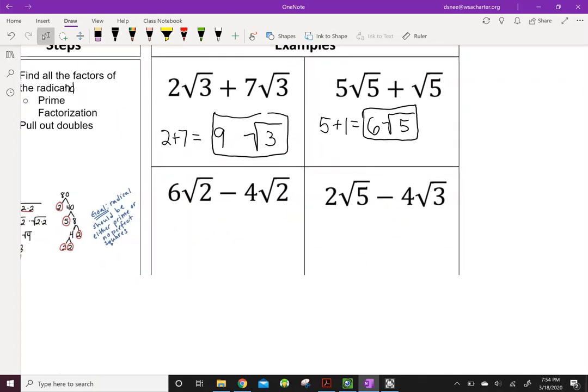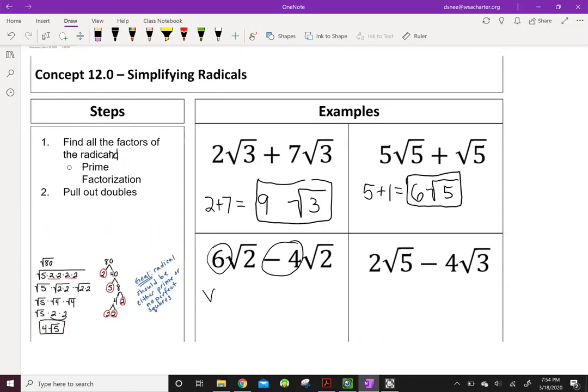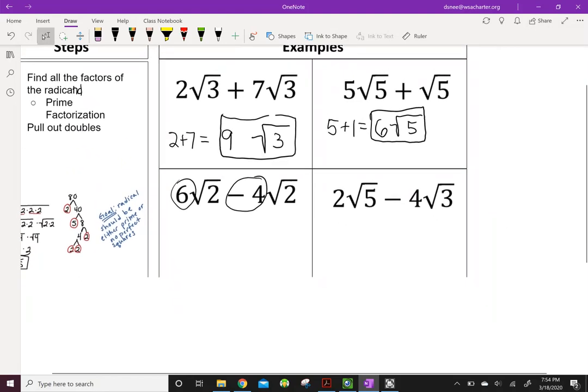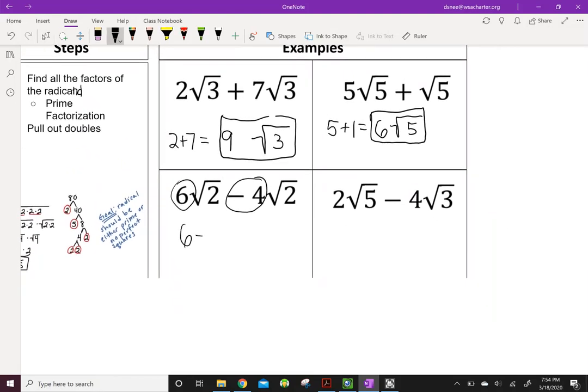When I subtract, it's the same rule. My radicand has to be the same for me to combine those terms, and then I perform whatever operation it is. I'm just combining these values, basically, a positive and a negative. So 6 minus 4 equals 2 times the square root of 2.